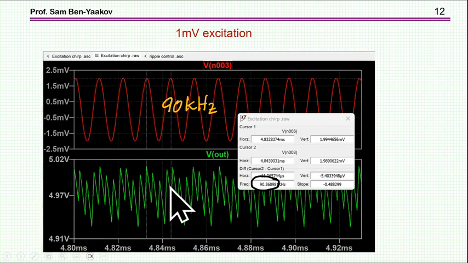And here, I've reduced the excitation to 1 millivolt just to show that if the signal is small, you still get a very nice response. We see here the excitation. So we really could say that the time domain response of this class of control is very good.